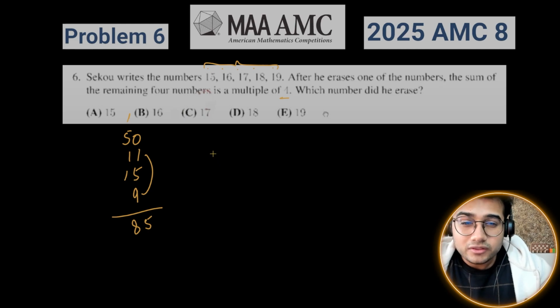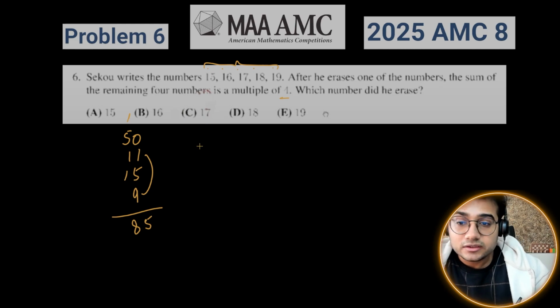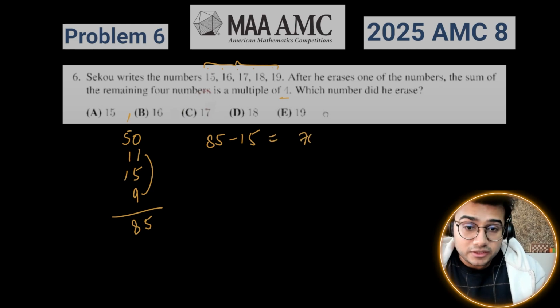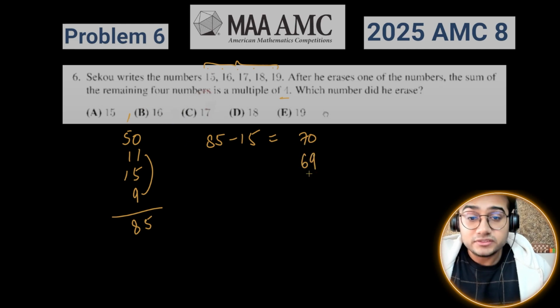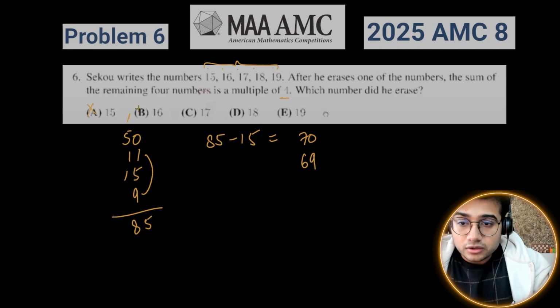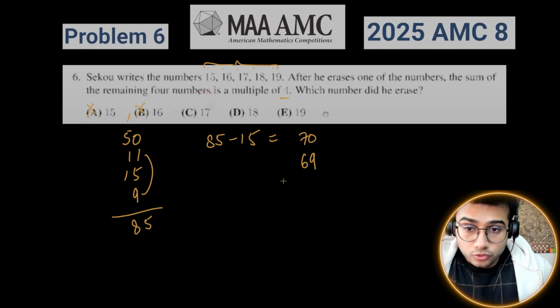So they're saying he erases one of the numbers and the remaining 4 numbers sum to a multiple of 4. Well, we know it's 85, and if we subtract, let's say, 15, that will give us a sum of 70. Well, we know 70 is not a multiple of 4. If we subtracted 16, that will be 1 less, that will be 69. Well, 69 is also not a multiple of 4.